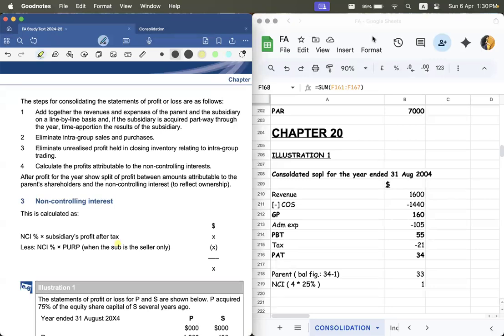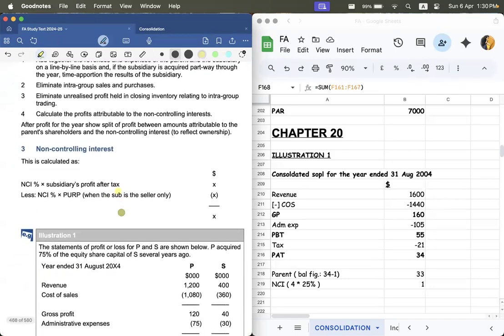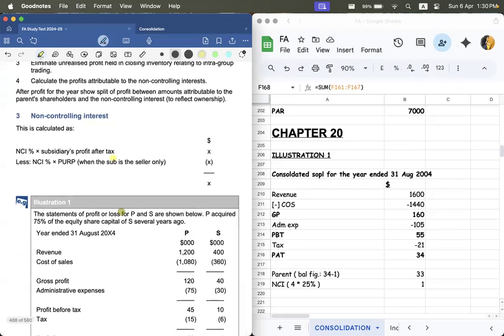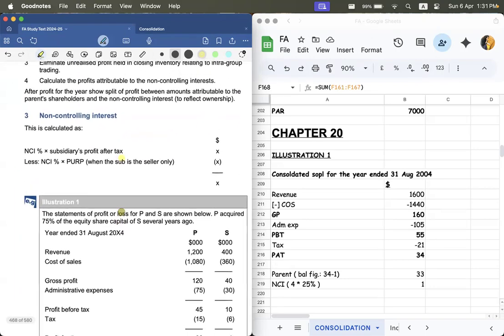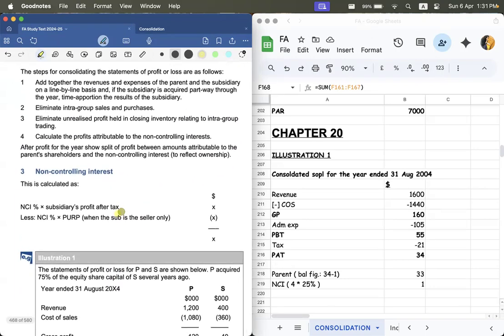Okay, so in the previous chapters, we have dealt with SOFP, right? So this chapter is entirely dedicated to SOPL, right? So how you can prepare the SOPL of consolidated FS as well as that of the associates and so on. Okay. So SOPL is simple.